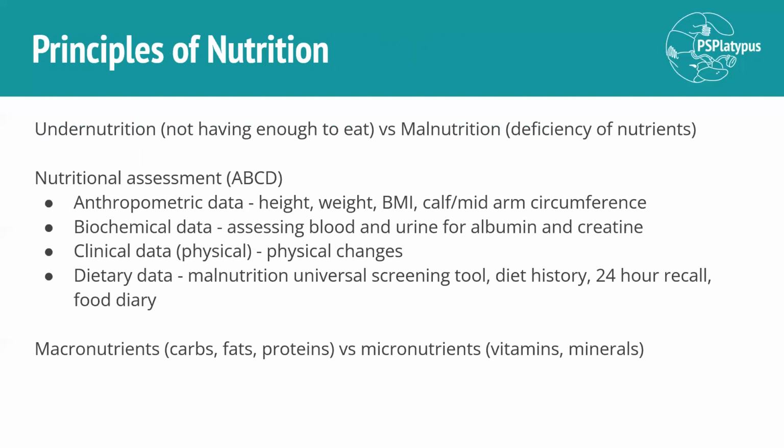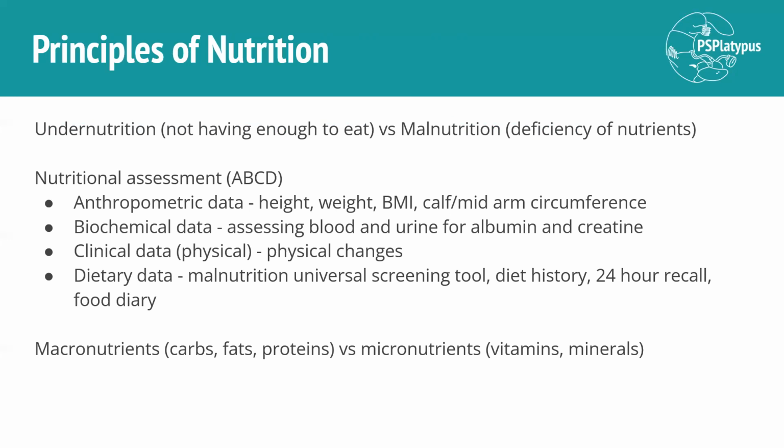And when we're performing a nutritional assessment, there's sort of an ABCD list we want to work through. So anthropometric data, so the person's height, their weight, BMI, their calf and mid-arm circumference, as well as their biochemical data, any clinical data, so physical changes, and dietary data, which can be assessed in a few different manners.